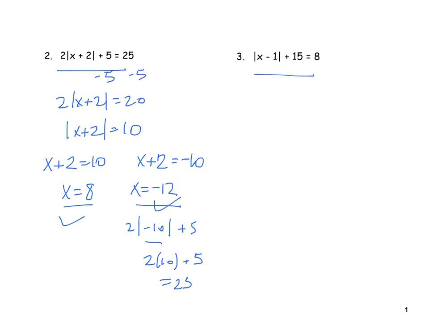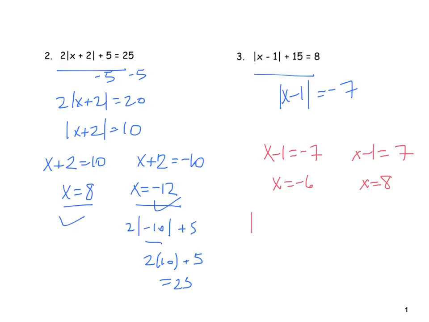Okay, problem on the right. Subtract 15 from both sides. We have the absolute value of x minus 1 is equal to negative 7. If you don't notice anything interesting here, and you go on and say x minus 1 equals negative 7, and x minus 1 equals positive 7, you're going to solve and get two answers. But look what happens when you plug them back in.